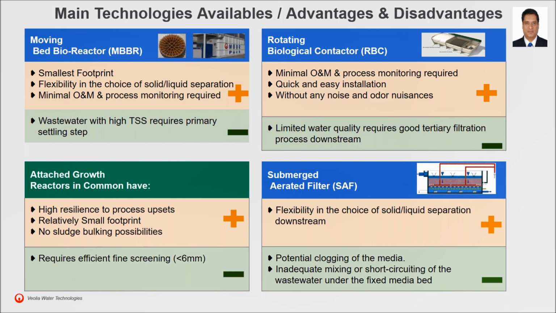Submerged aerated filters, again being an attached growth process, are a type of filter. It offers flexibility in the choice of solid liquid separation. However, the submerged aerated filter based package STPs are quite prone to clogging of the media. And due to the clogging of the media, several times it causes issues with inadequate mixing of the wastewater, its distribution, and short circuiting at the bottom of the fixed media.